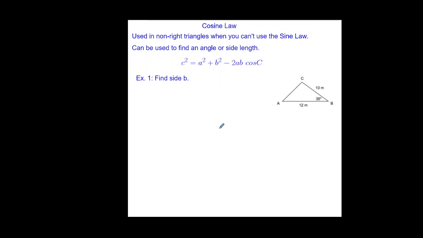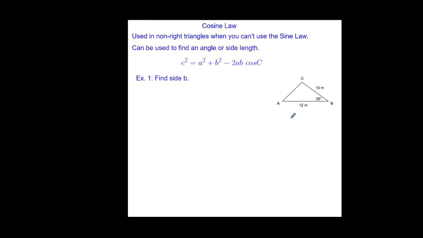So the cosine law looks like this: c squared equals a squared plus b squared minus 2ab cos C. You'll notice it looks a lot like the Pythagorean theorem. It looks like that because it's actually derived from the Pythagorean theorem. If we had a little bit more time, we might investigate that a little bit more and show where it comes from. But for now, I want to make sure that you know how to use it.